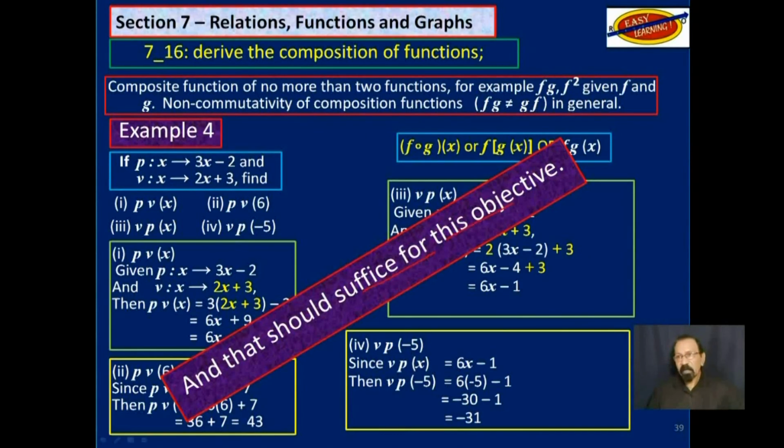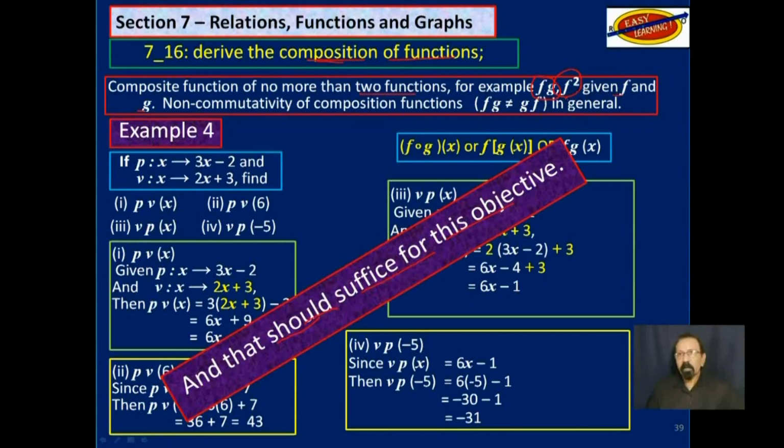As I said, this may look absolutely new to most of you, and it may take a little while to learn it. Derive the composition of functions, and you are to deal with no more than 2 functions, specifically f, g. That's how CSEC writes it. I wish they had said f of g, or f squared. You are given f and you are given g.